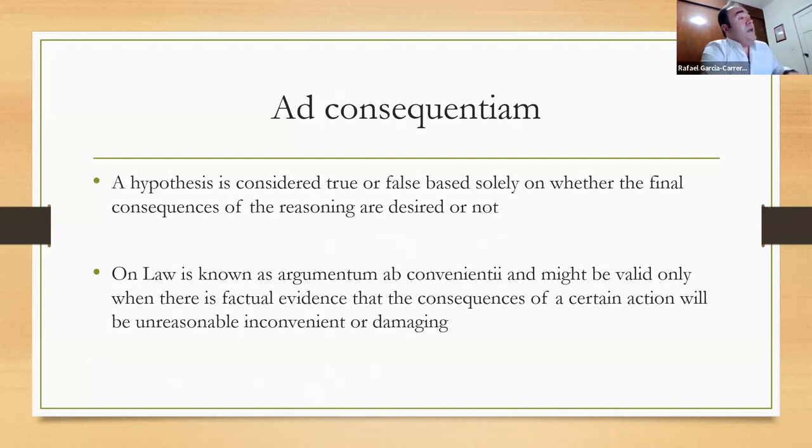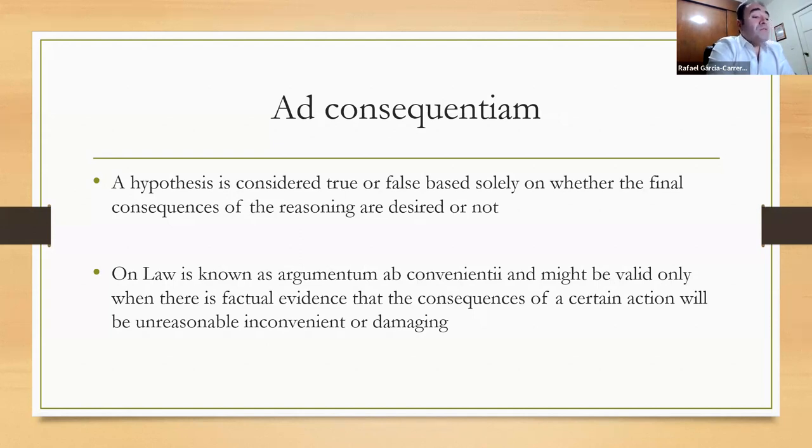Ad consequentiam means that a hypothesis should be considered true or false solely on whether the final consequences of the reasoning are desired or not. That would mean that I can say that the argument of my counterparty is true or false because if it's true, then my client is going to go to jail. Well, that is not an argument. That's a fallacy built on the consequences that you don't want.